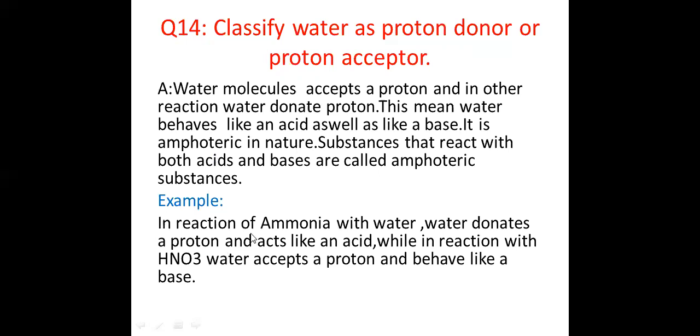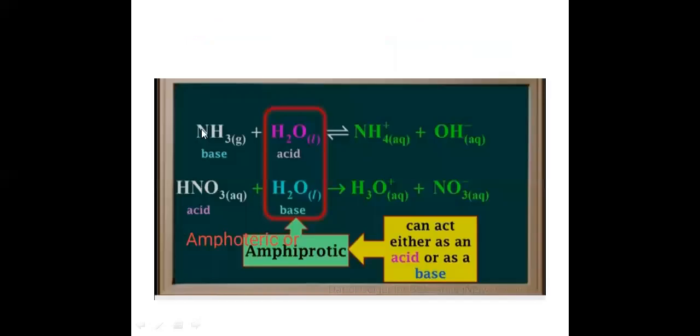For example, the reaction of ammonia with water. Water donates a proton and acts like an acid, while in the reaction with nitric acid, water accepts a proton and behaves like a base. We can see here ammonia. In the first reaction, ammonia accepts a proton from water. So ammonia is a Lowry Bronsted base, and water is donating a proton. It is a Lowry Bronsted acid. In the first reaction, water acts as an acid.